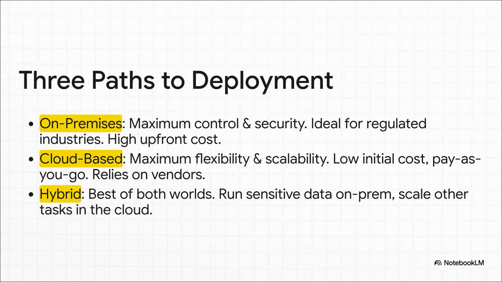You get maximum control and security, which is perfect for industries like finance or healthcare, but it has a big upfront cost. Cloud-based, using something like AWS or Azure, gives you incredible flexibility, and you can scale up or down easily. Then there's hybrid, which kind of gives you the best of both worlds. You keep your most sensitive data safe on-prem, but use the cloud's power for everything else.